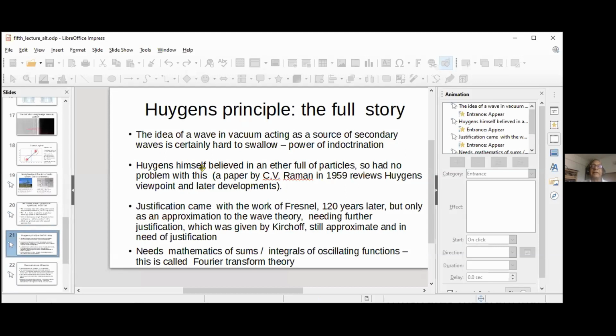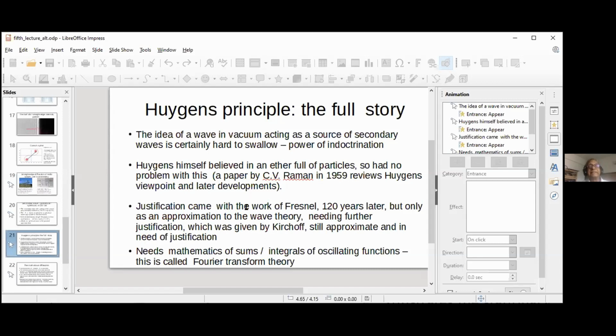In fact, I think C.V. Raman, quite late in his life, in 1959, decided that people are misrepresenting Huygens too much. He wrote a nice article, essentially a review of that book and later developments. And in fact, I'll put it up in Moodle. It's a very powerfully written piece.